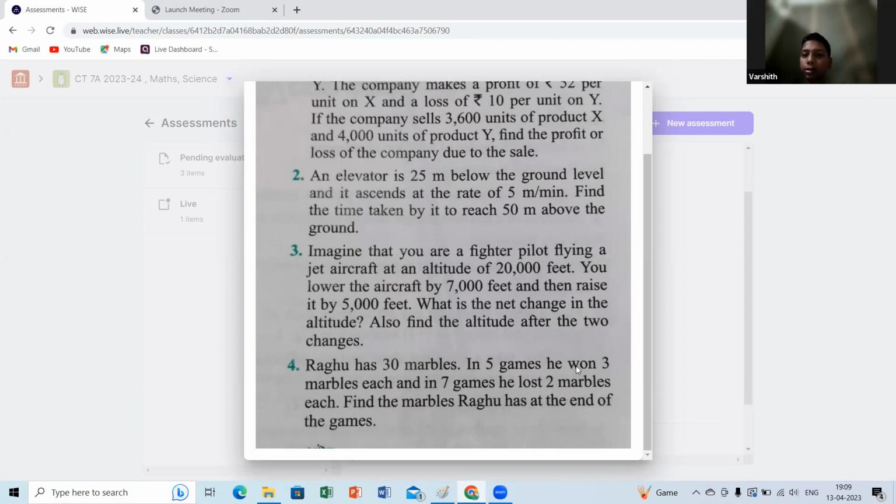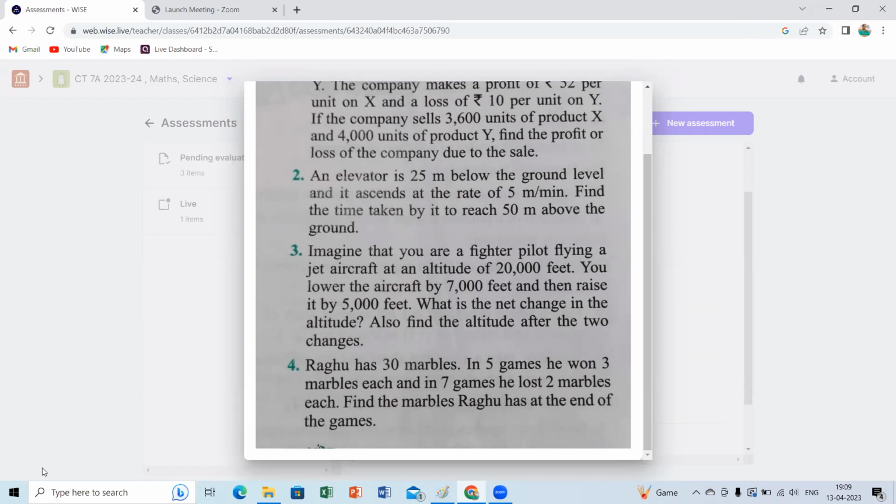Raghu has 30 marbles. In 5 games, he won 3 marbles each, and in 7 games, he lost 2 marbles each. Find the marbles Raghu has at the end of the game.